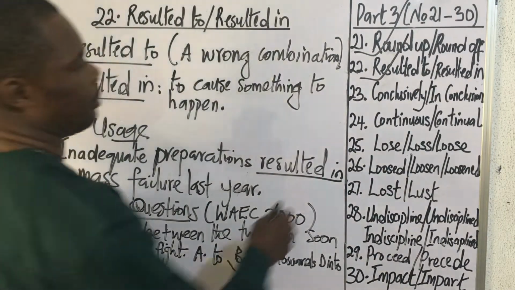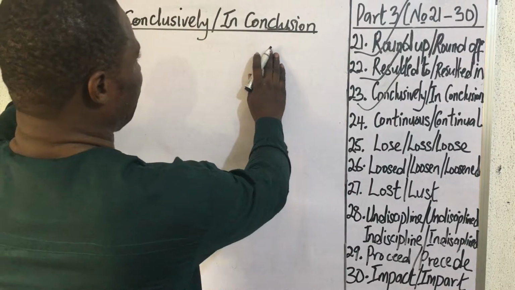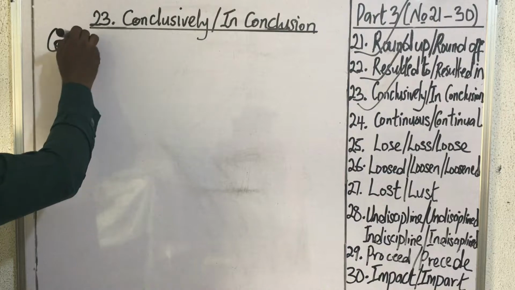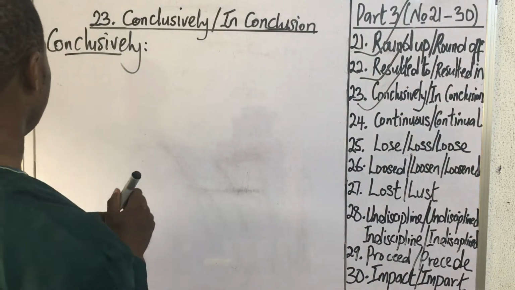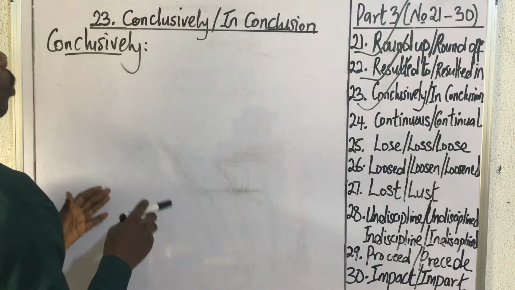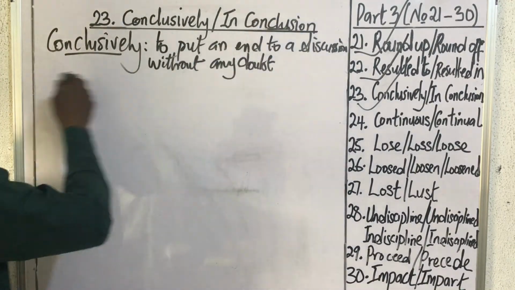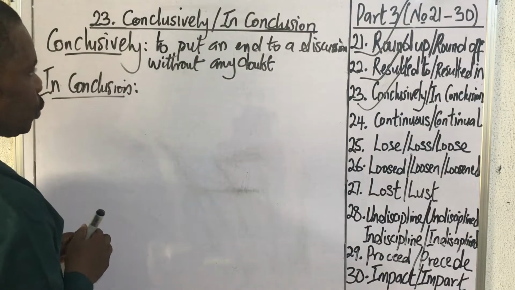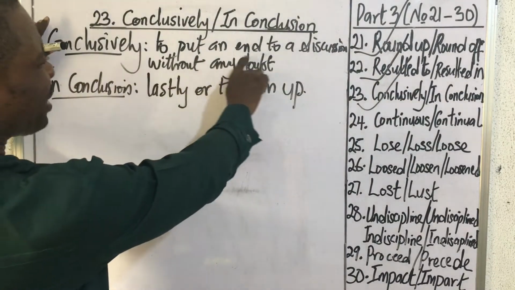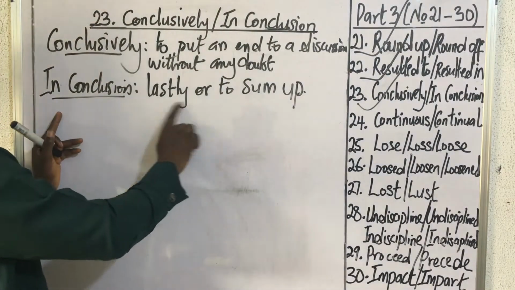Let's move on to the next item, which is conclusively / in conclusion. Let's look at the first one, conclusively. Conclusively means to put an end to a discussion without any doubt, while in conclusion means lastly or to sum up. So this is what happens. Conclusively, to put an end to a discussion without any doubt. Then in conclusion means lastly or to sum up.